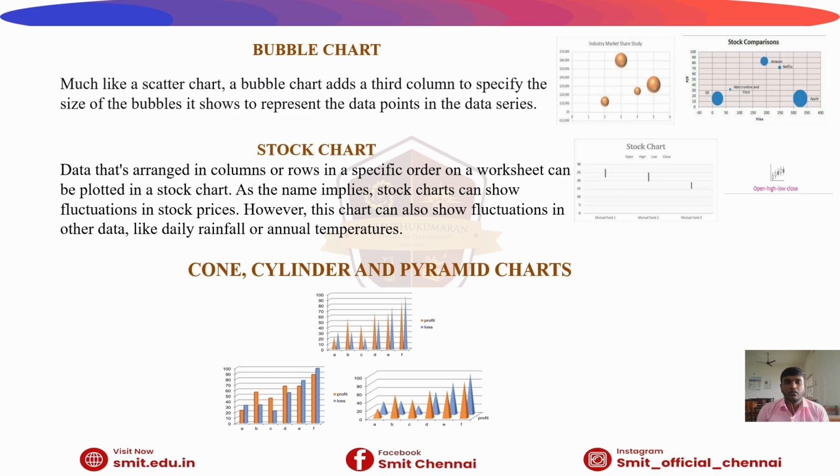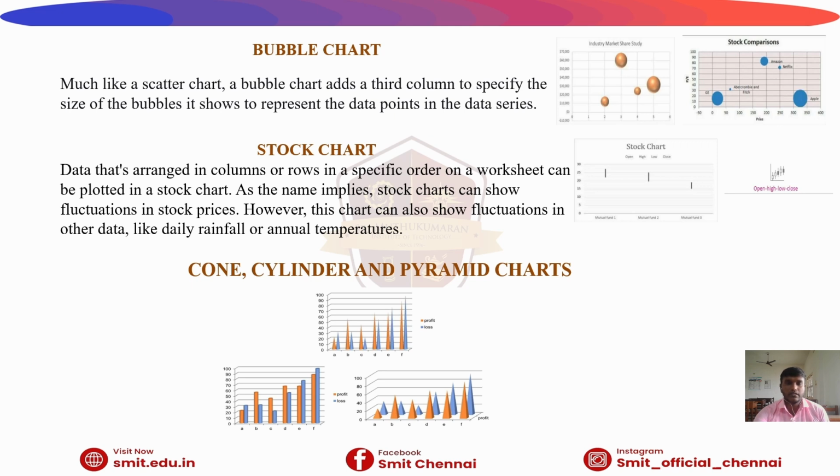Then the stock chart. A stock chart is designed to show stock price data: open, high, low, close prices. But it can also show fluctuation in other data like daily rainfall or temperature. You can use this stock chart if you need to show the range and direction of change over time.